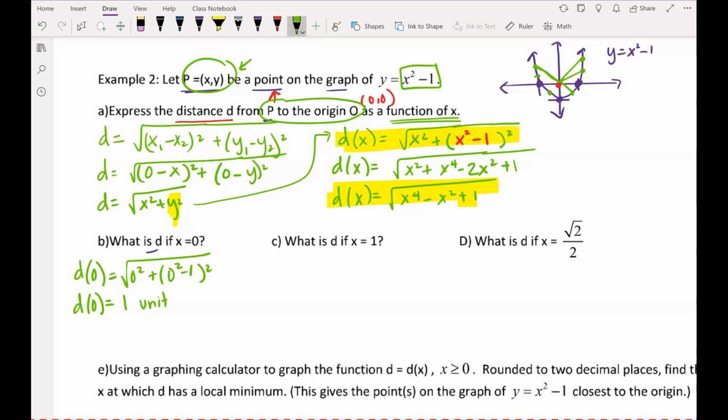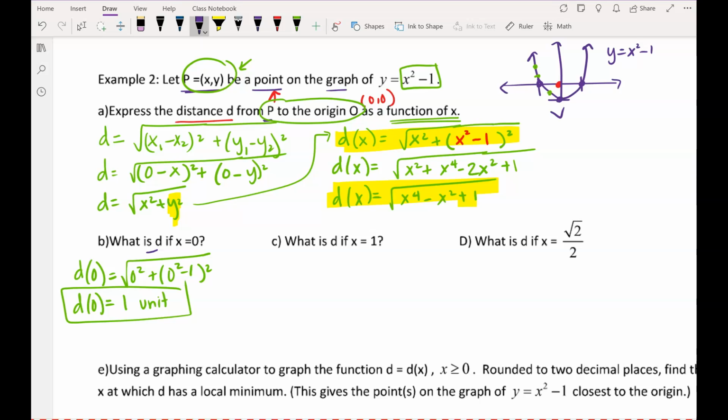So what does this mean? It means the distance to the origin, correction, when x is 0. Let me just delete all of these dots here, so that way I can have a better picture.